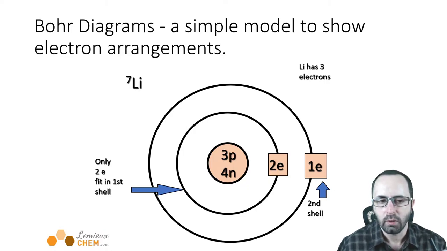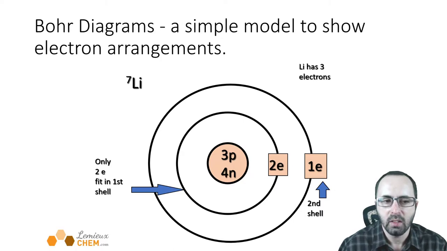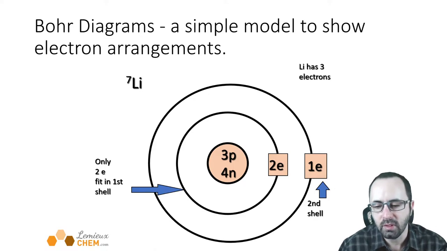So one way of describing atoms is with Bohr diagrams. Now, Bohr diagrams aren't the most accurate of ways of describing atoms, but they are pretty useful in terms of describing the energy levels in the atoms. They don't do a good job of describing the orbitals or the way in which the electrons really move, because electrons don't really move like orbits around the nucleus like this. So here's an example with lithium-7.